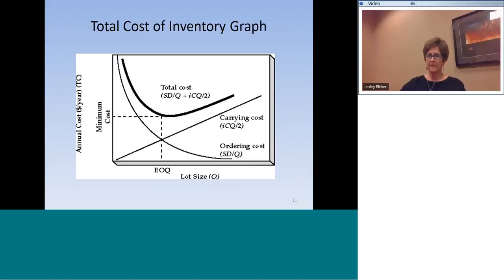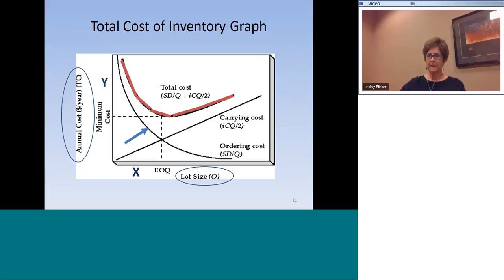In order to understand it, let's take a look at the total cost graph. On this graph, the x-axis represents the order quantity size from small to large, and the y-axis represents the cost from small at the bottom to large at the top. The sloping brownish line is the annual ordering costs, which we will get to in a minute. First, let's take a look at the downward sloping curved line, which represents the ordering costs.